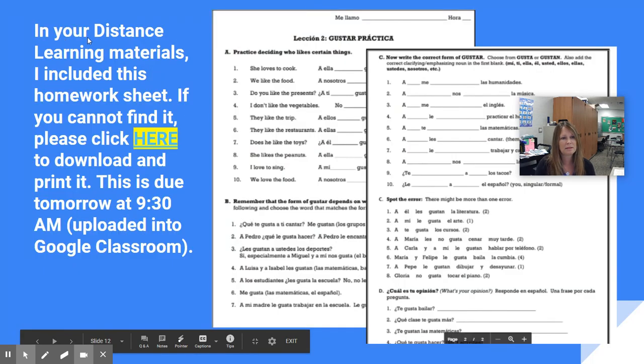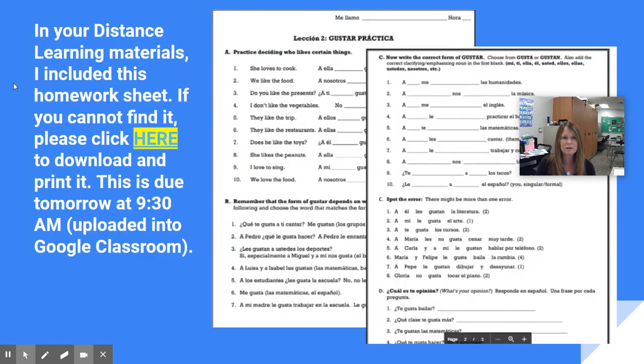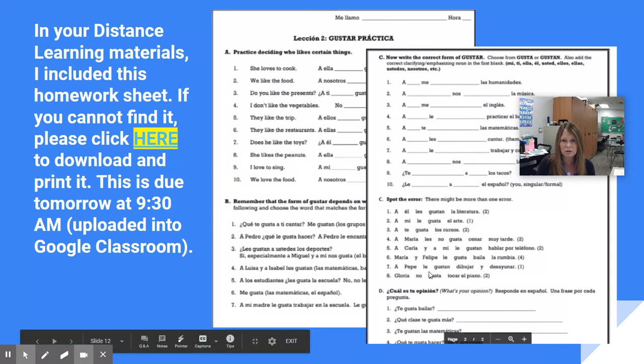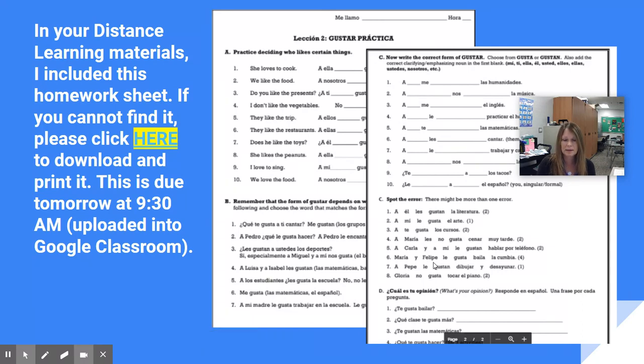Then finally, this is in your distance learning materials. I included this homework sheet with it. If for some reason you can't find it, you can click here to download it and print it. And this is due tomorrow at 9:30 a.m., both sides. It is a really good worksheet. This time I'll make sure to include the key for it because it is really, really handy. And so complete this, and then I will have the key for you to check your work in a couple of days, maybe tomorrow, we'll see, but it is really helpful.